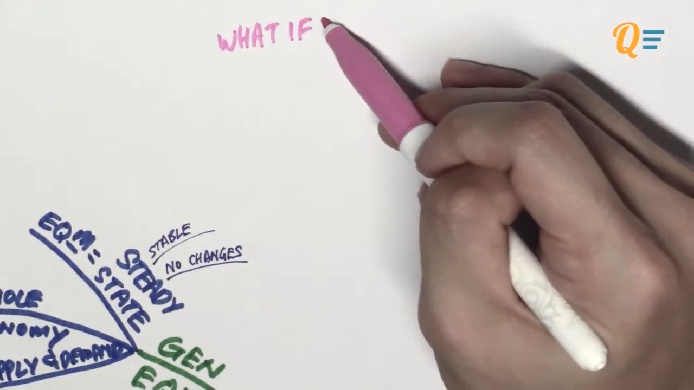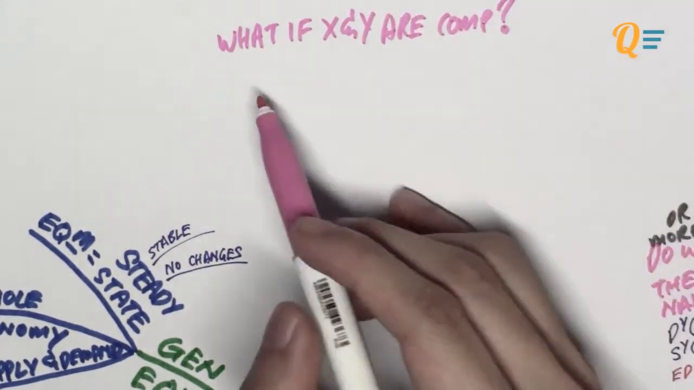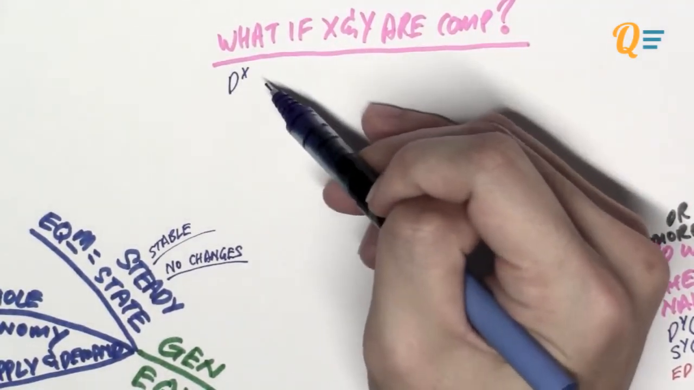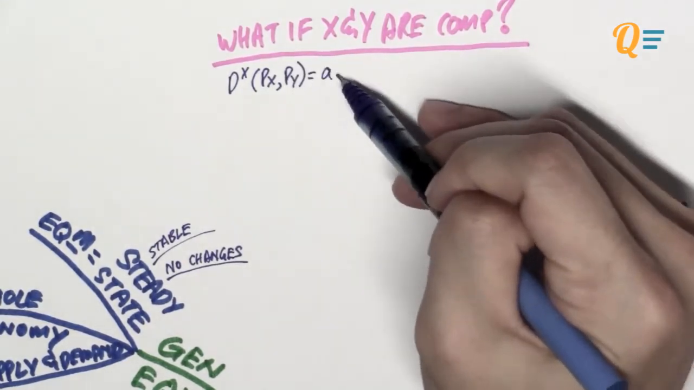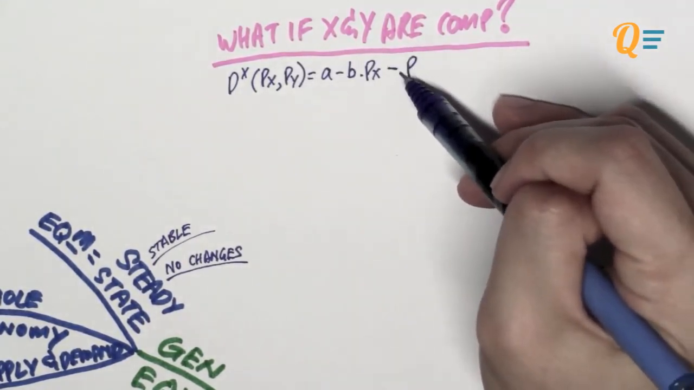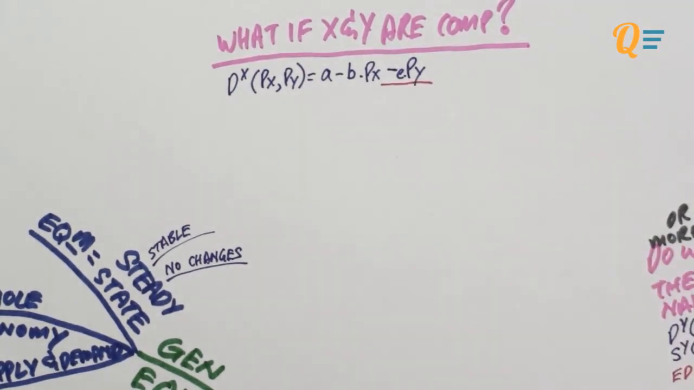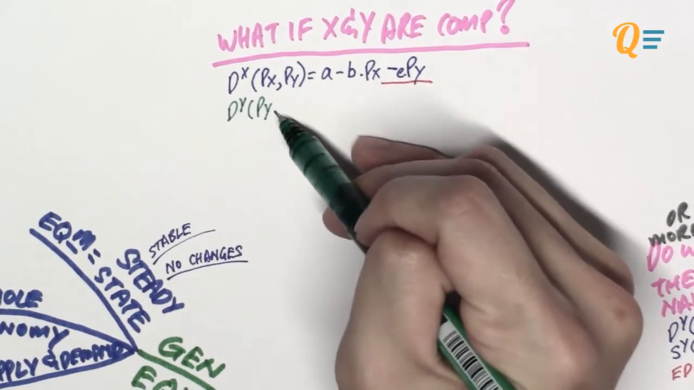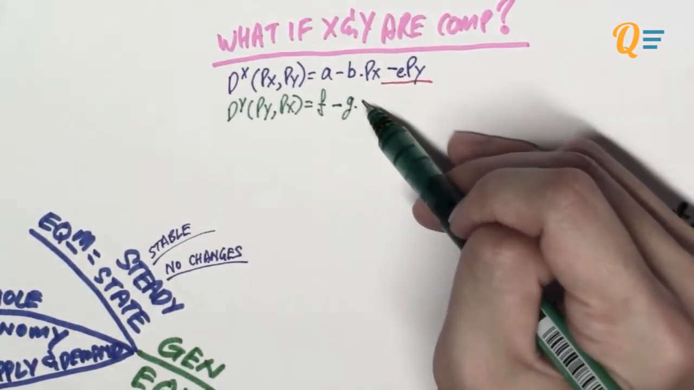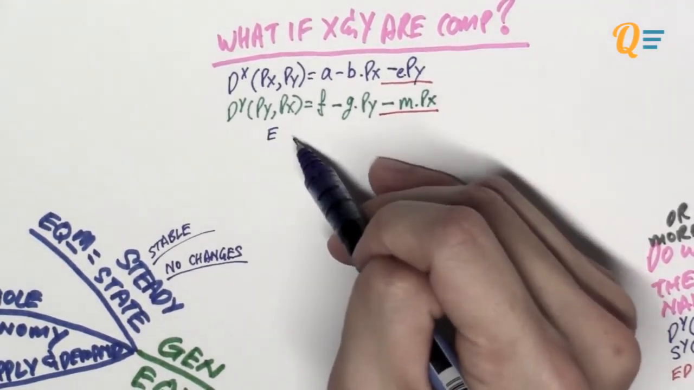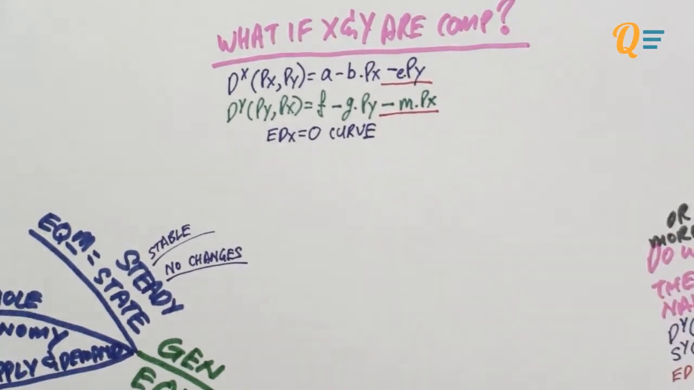Okay, so what if x and y, instead of substitutes, are complements instead? Actually this is quite simple. It's really very simple. Just write down the demand function for good x. What you will notice is that now the parameter E, instead of positive, is negative. Then write down the demand function for good y, and take a look at the parameter M. It used to be positive, now it is negative. Remember, the negative parameters here show that x and y are complements.